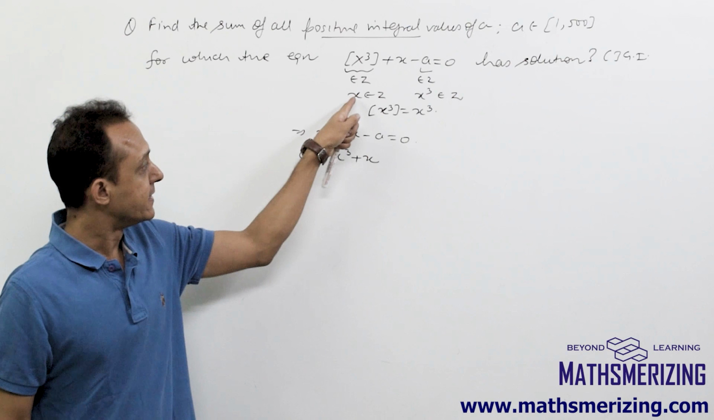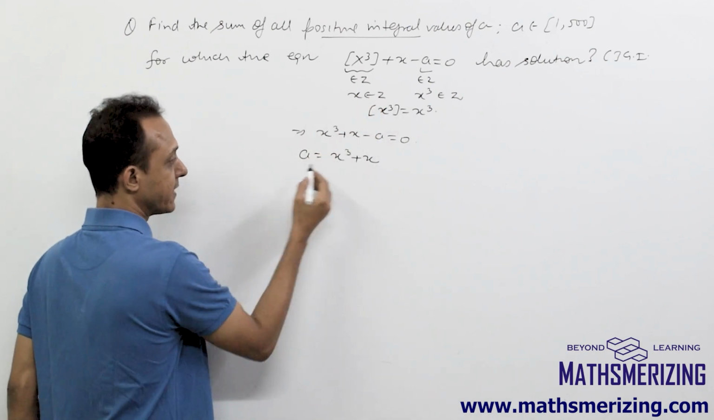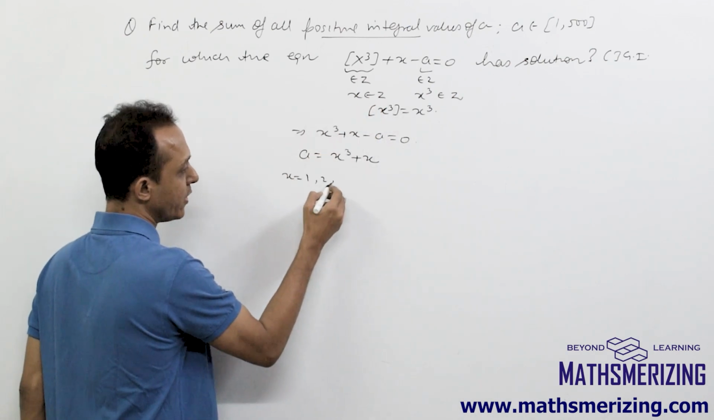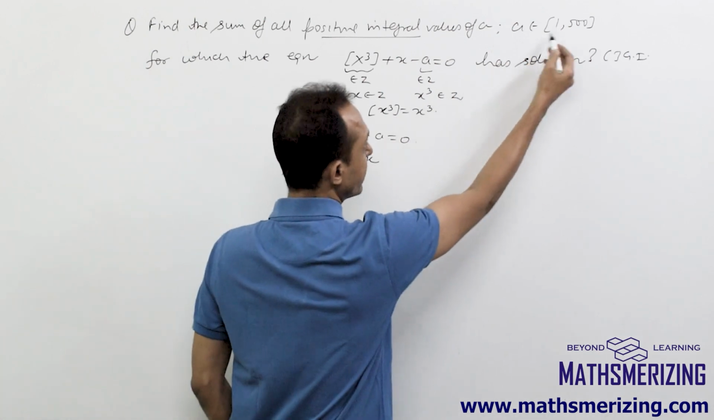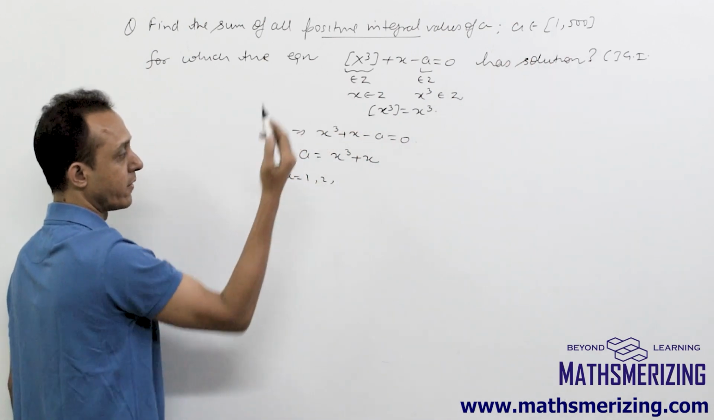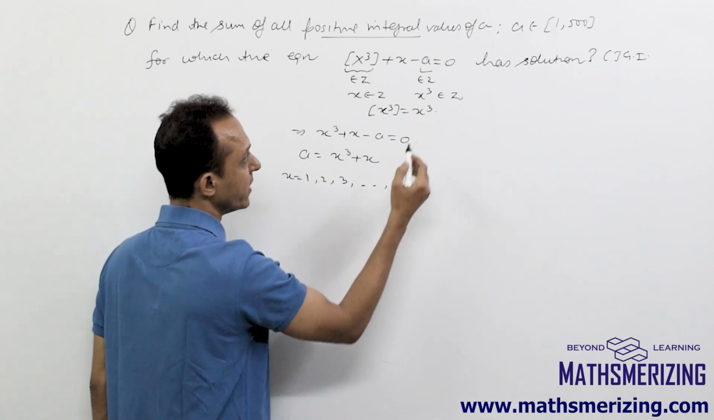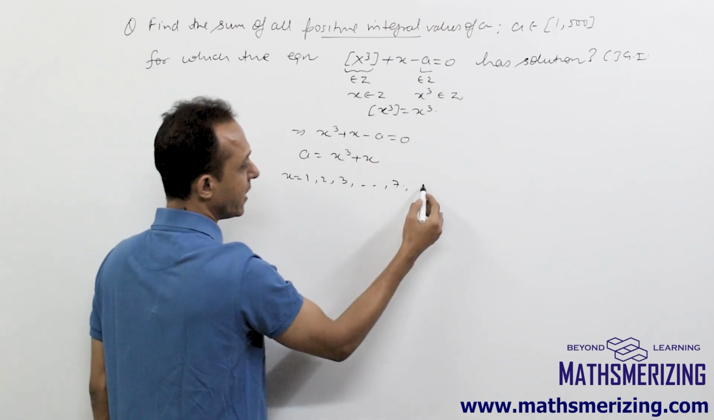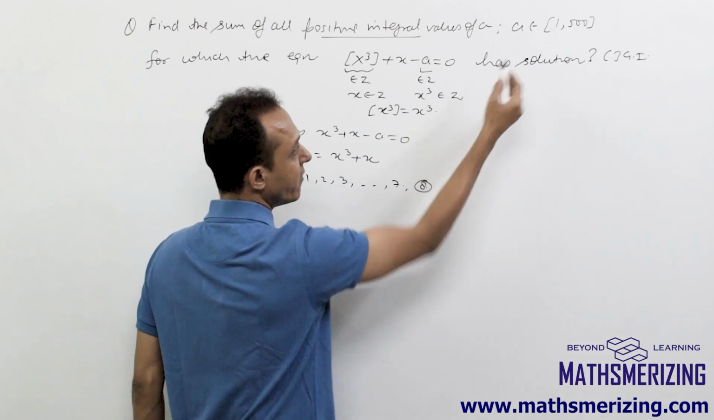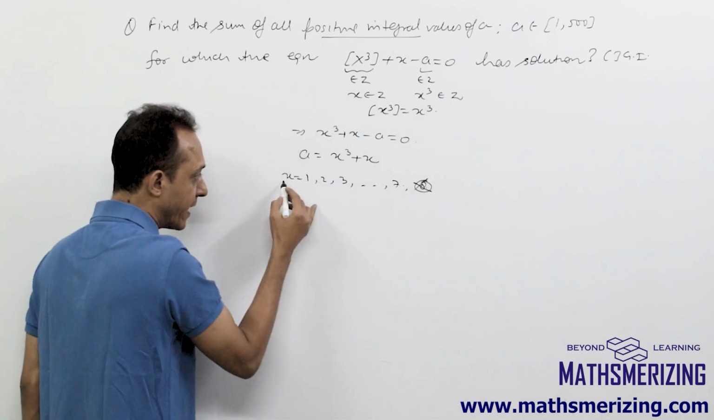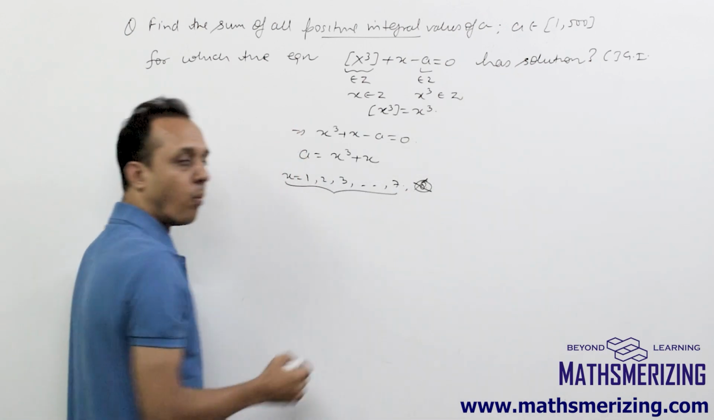Now we know that x is an integer, right? So the integral values of x that I can put: I can put x as 1, 2, but I cannot put 0, because if I put 0 then I'll get the value of a as 0, which is not in the given range. So 1, 2, 3, and so on up to 7. At 7, the value will again be less than 500. Now if I put x as 8, the value will be greater than 500. So I can put the values of x starting from 1 to 7.